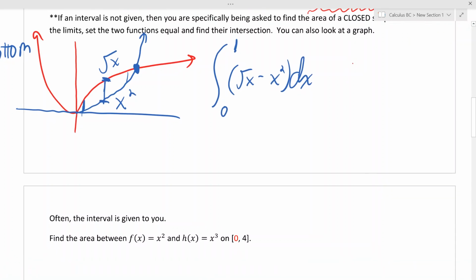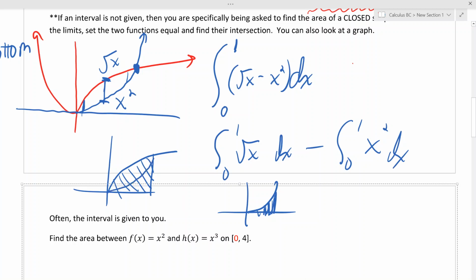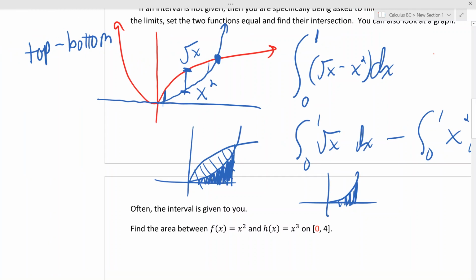Okay, this is also, by the way, the exact same thing as doing the area under root x. So think about the area under root x. That would look like this from 0 to 1. We'd get this area here, right? That's what that would do. And subtracting off the area under x squared, that's going to leave me with what I want. Cool. So if I take that and I subtract off the area down here, that's gone. What I'm left with is the area between them. So those are both the same exact thing. But in general, we're doing top minus bottom.